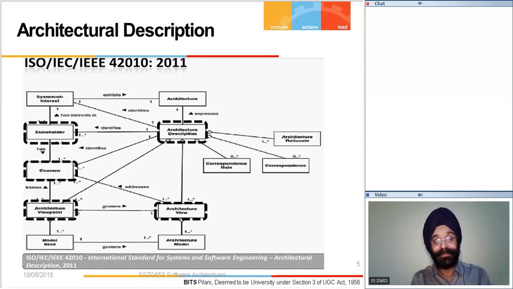Look at this IEEE 42010 2011. A little bit of close view on this would be helpful. To start with, you have a system of interest. You're developing a system. Say you have been asked to develop the flying system for Boeing 777. So that is a system that is required.